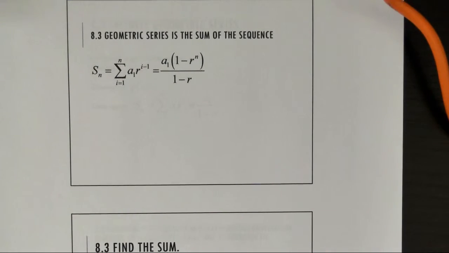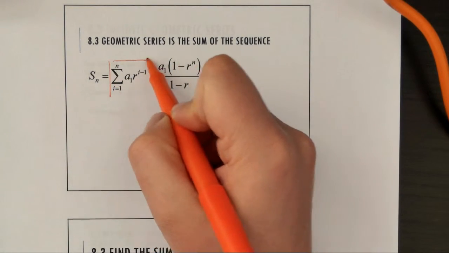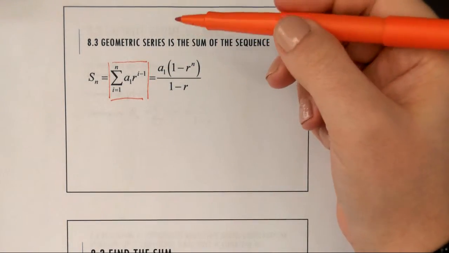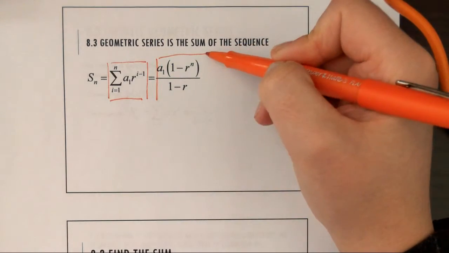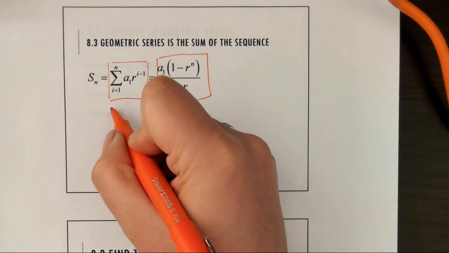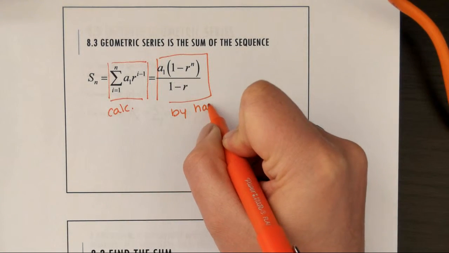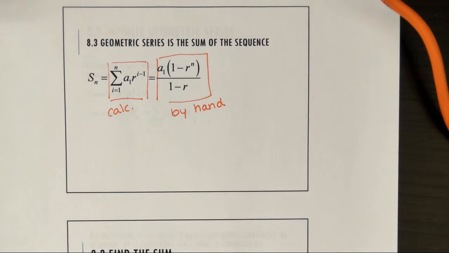Okay, so now we can talk about finding the sum of the sequence. So our series is the sum of the sequence. This formula here is a summation that you can put into your calculator or use to find it by hand. This is also another formula for you to use by hand. So this one would be primarily for your calculator and this one primarily for by hand. Both of these formulas need to be memorized, not only for your quiz but for your test.